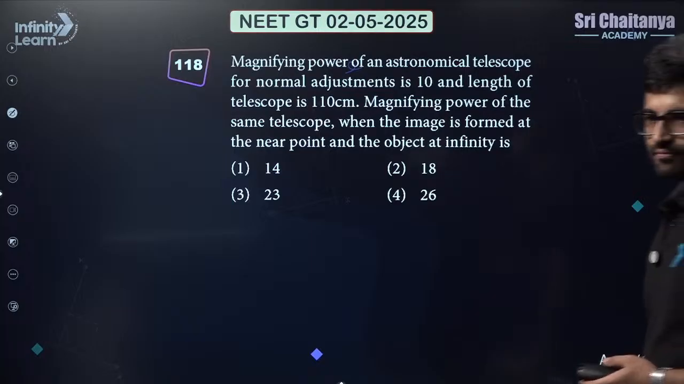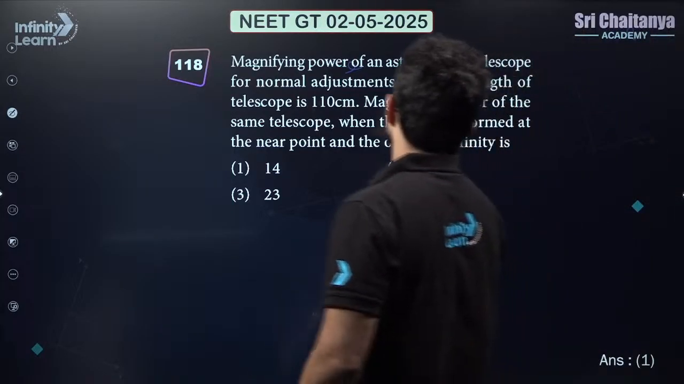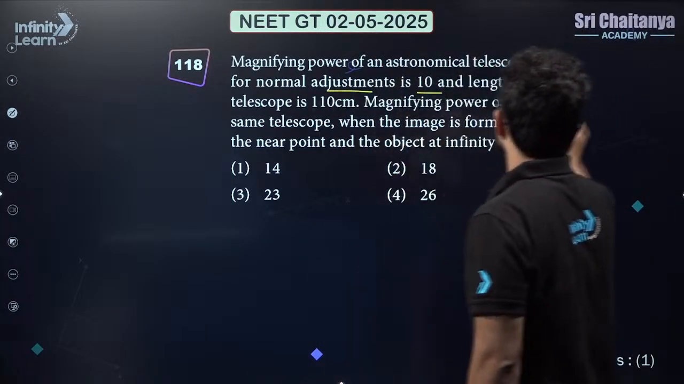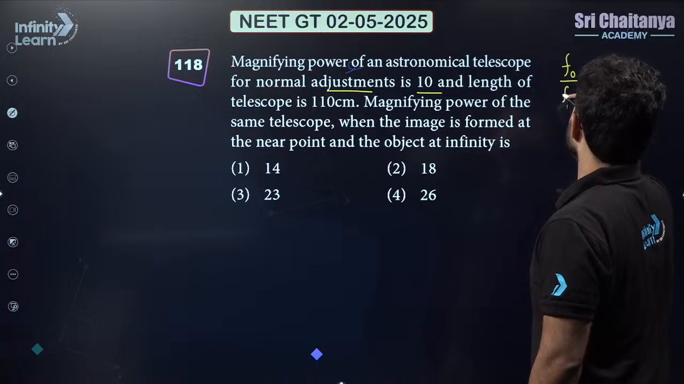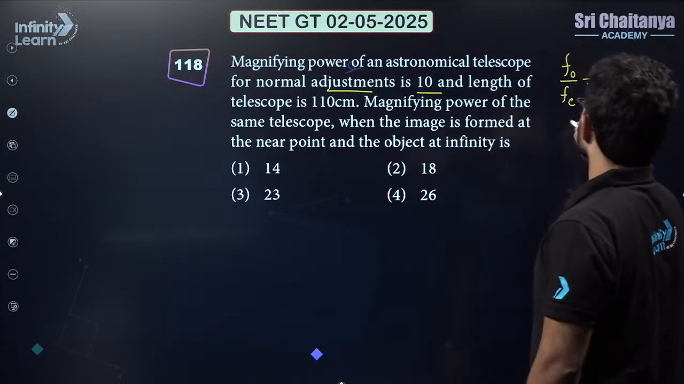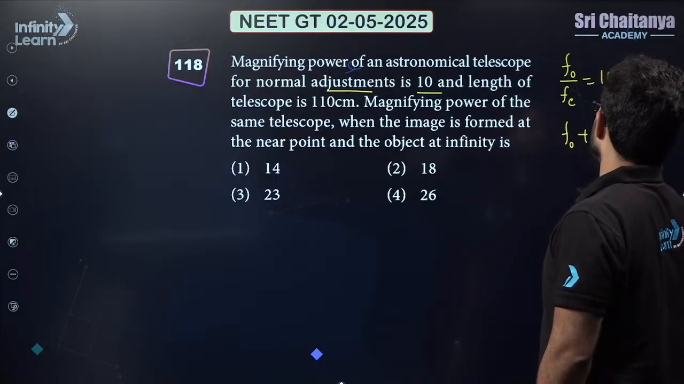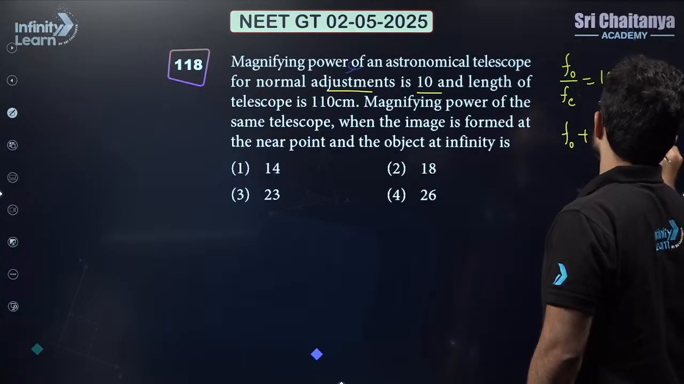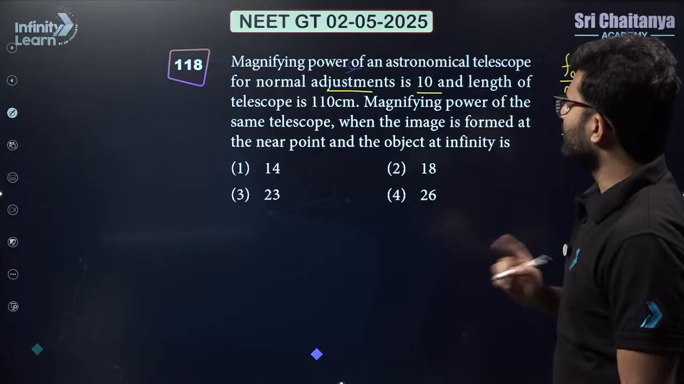Next. Magnifying power of an astronomical telescope for normal adjustment is 10. So again, f0 by fe is given to you. What is that? 10. The length of the telescope, which is f0 plus fe, is given to you as 110. From here you have to calculate f0 and fe.